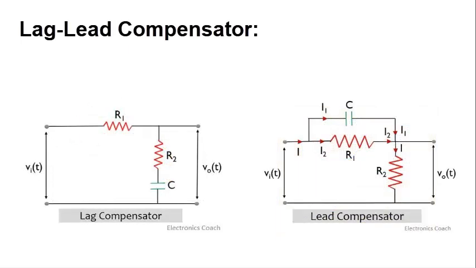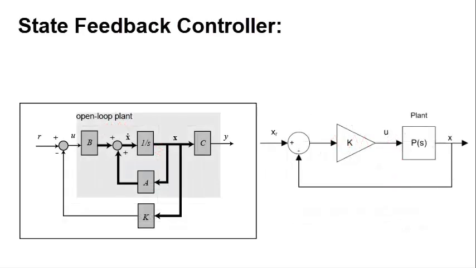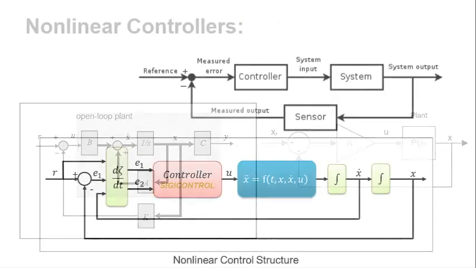Lag-lead compensator. This is a combination of lag and lead compensators, used to achieve a balance between steady-state accuracy and transient response. State feedback controller. State feedback controllers are based on the state space representation of a system. They use information about the system's internal states to compute the control signal. They are often used in modern control systems.